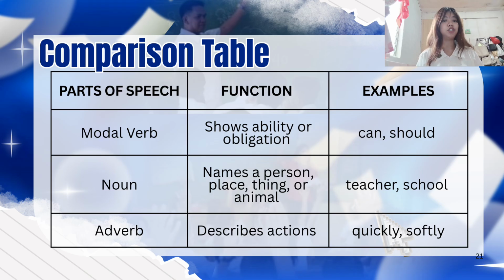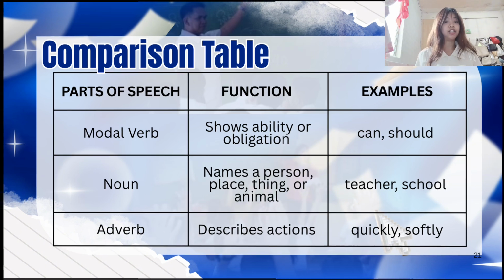It answers the question, who or what is it? The examples are teacher and school. The next one is an adverb. It describes an action on when, where, and how it happens. The example words are quickly and softly.